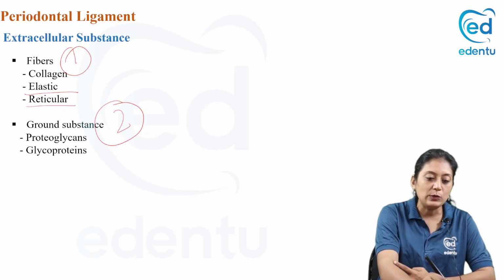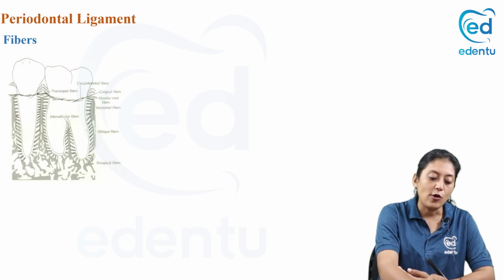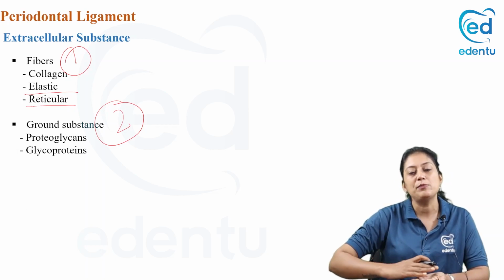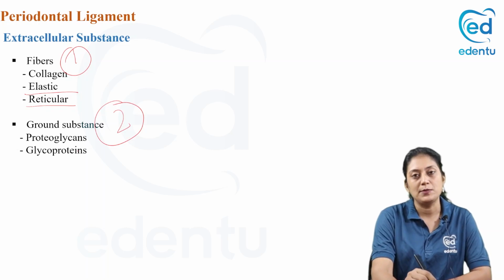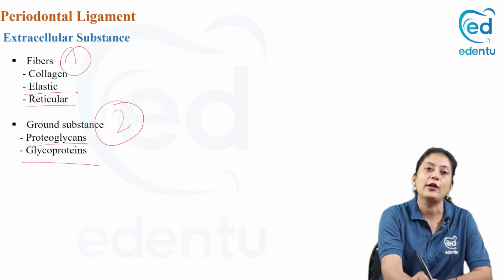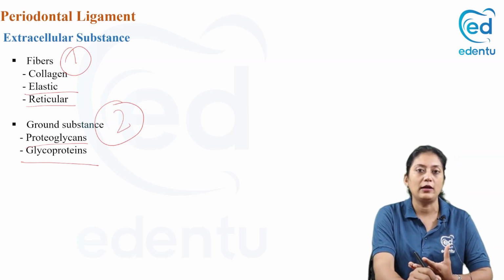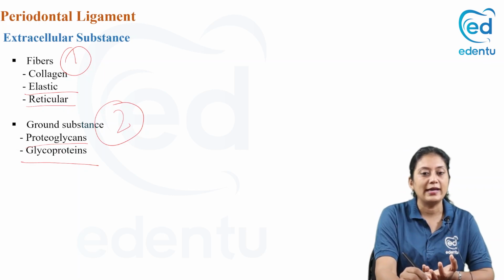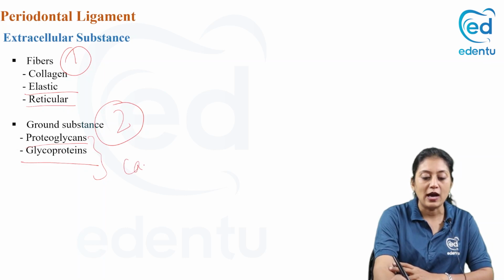And the space between the cells and the fibers is combined together, and that forms the ground substance. Ground substance is nothing but a main component present in between the cells as well as the fibers. Two types of ground substance are seen: proteoglycans and glycoproteins. So anywhere you see ground substance, not only in the periodontal ligament, we see only two major types of ground substance: proteoglycans and glycoproteins. As the name suggests, they are combinations of carbohydrates and proteins.